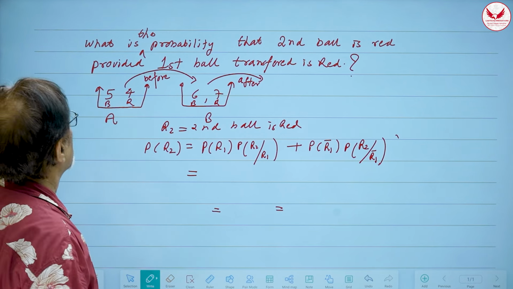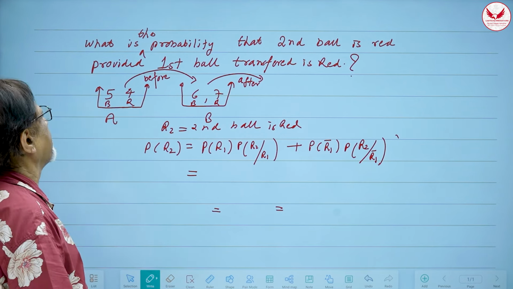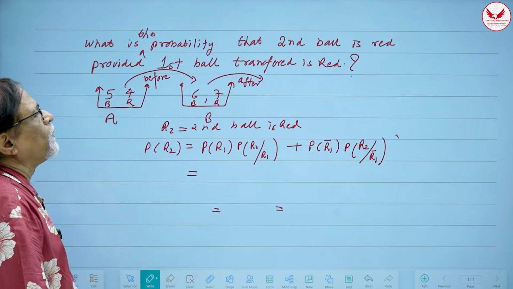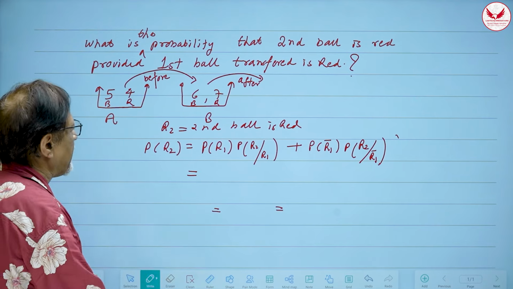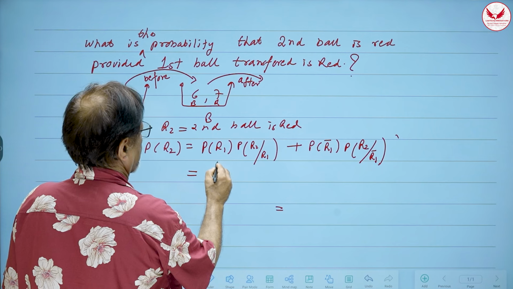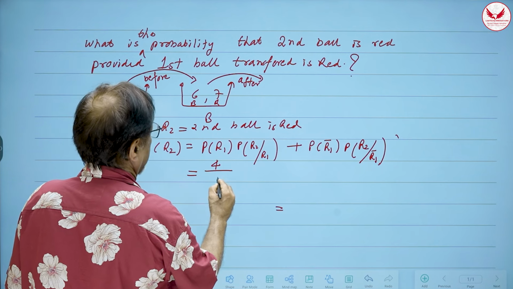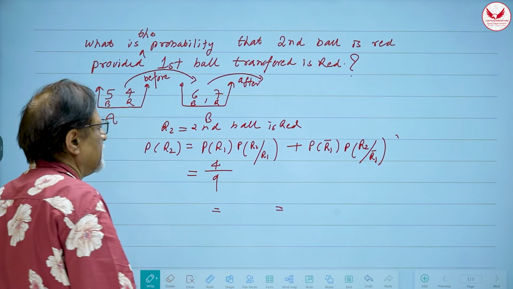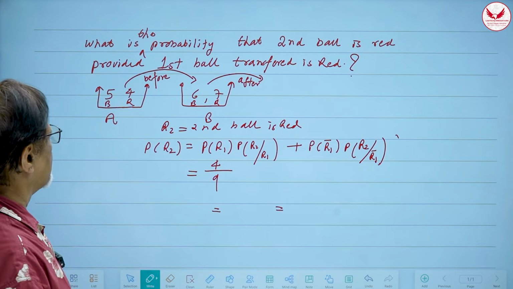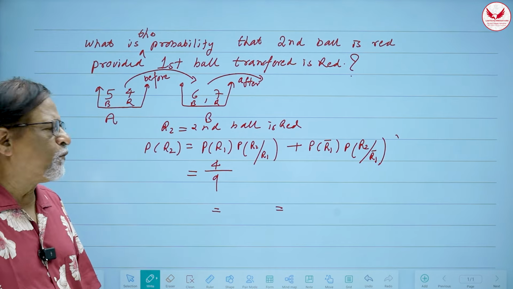You can clearly see what is the probability that the first ball transferred is red. How many red balls are there? 4. Out of how many? 9. So therefore, there are 4 favorable outcomes and 9 total outcomes, correct? So the probability of the first ball being R1, red, is nothing but 4 by 9.